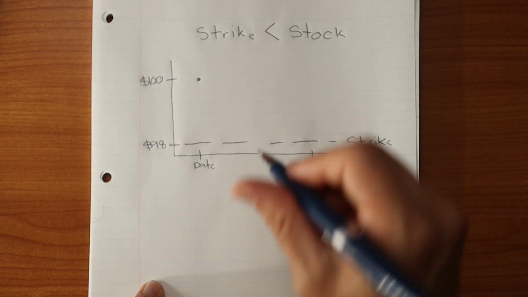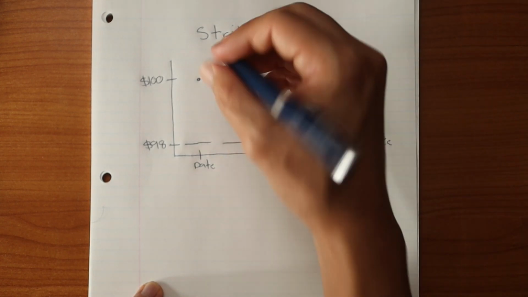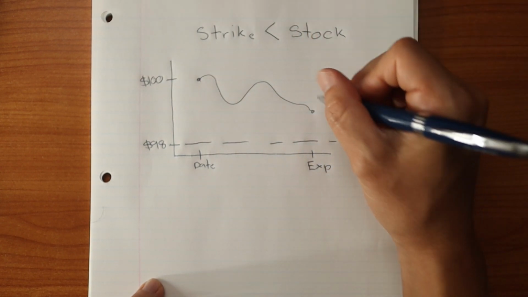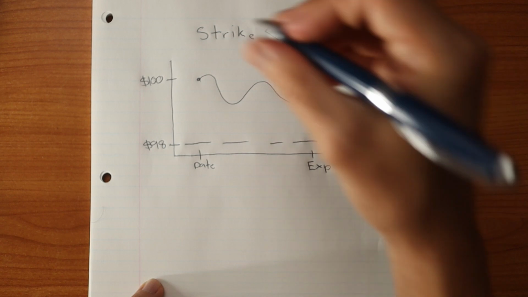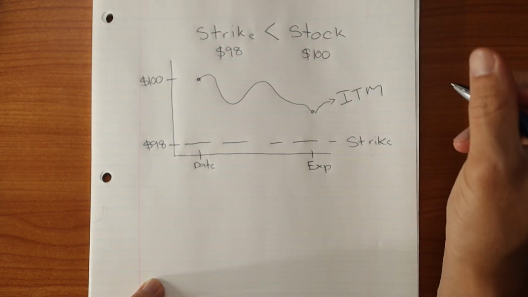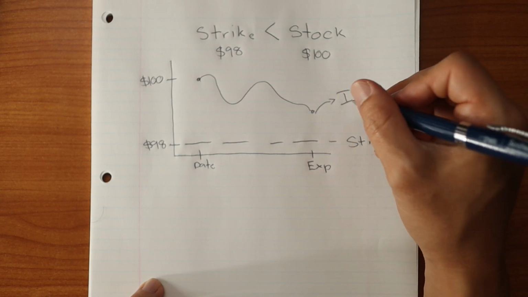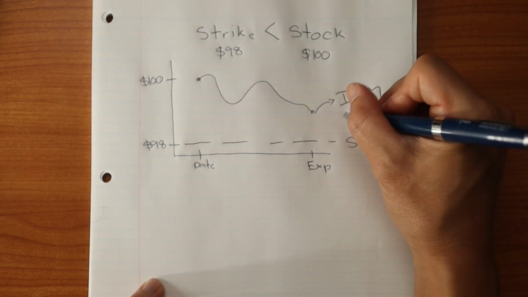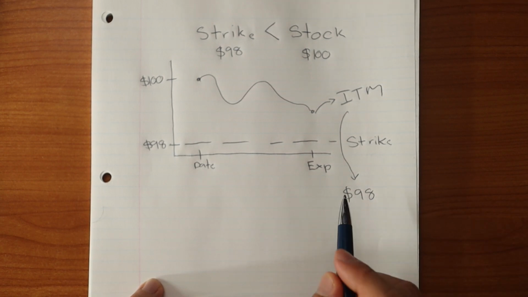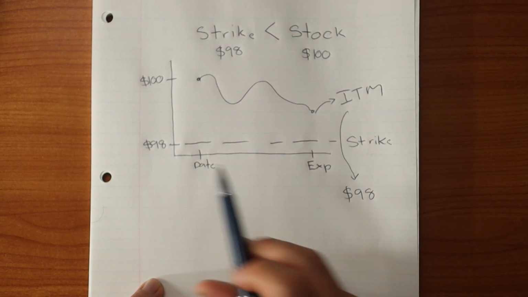Let's just say over this course of 1 month that the share price goes up and down. And by the expiration date, the stock price of $100 is greater than our strike price. This is known as in the money. And since our shares of stock are in the money, our shares of stock will be sold for $98, right? Because we sold the call option to the call option buyer to sell our shares of stock at $98.